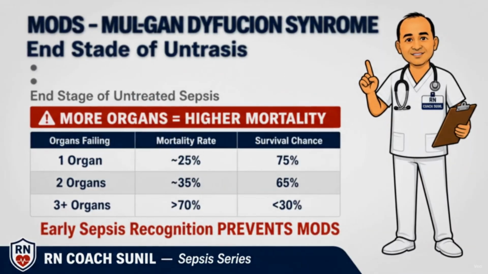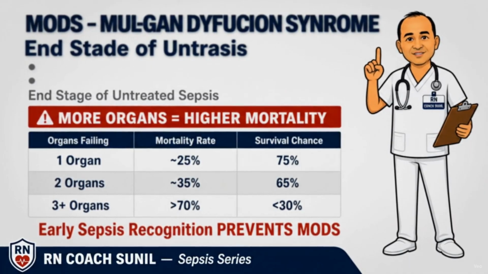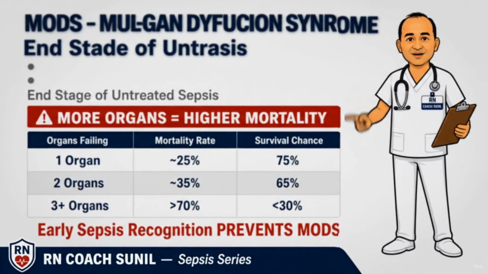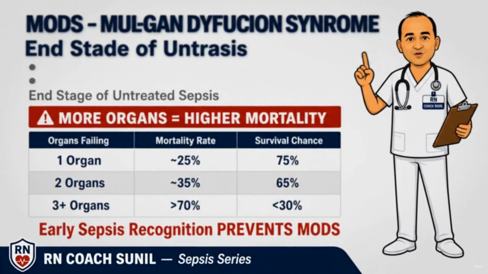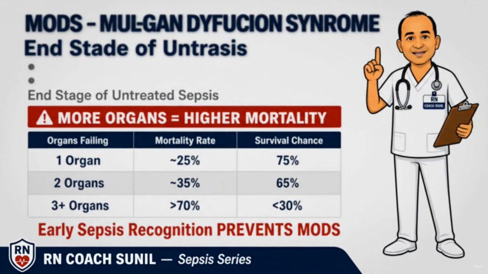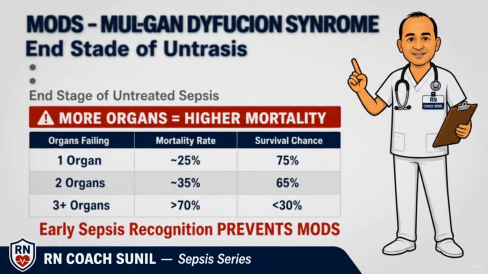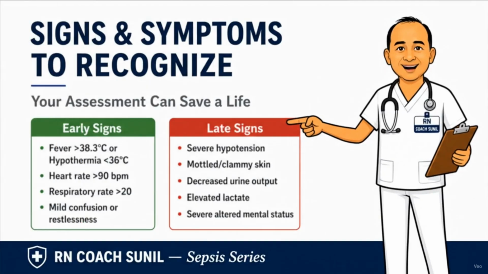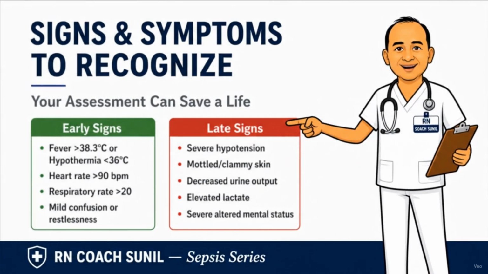When two or more organ systems fail simultaneously, this is called MODS, multi-organ dysfunction syndrome. This is the end stage of untreated sepsis. The more organ systems involved, the higher the mortality rate. Two organs failing, mortality approximately 35%. Three or more organs failing, mortality can exceed 70%. This is why early recognition saves lives.